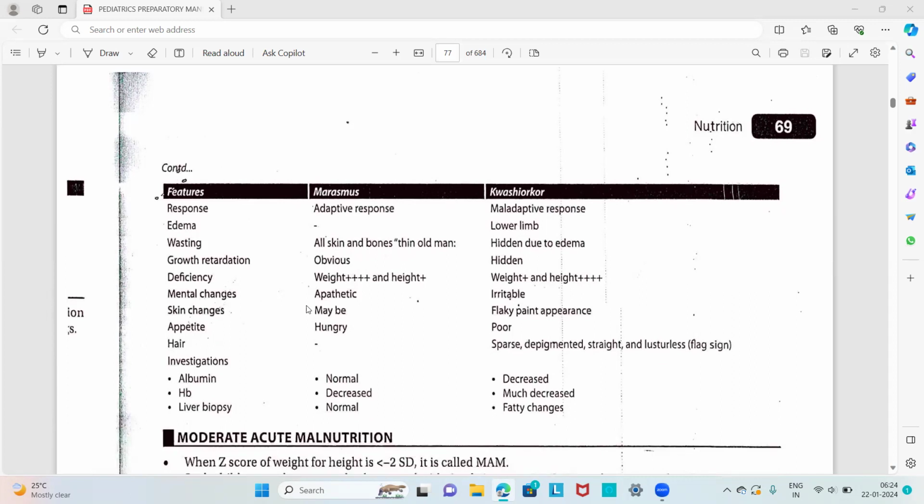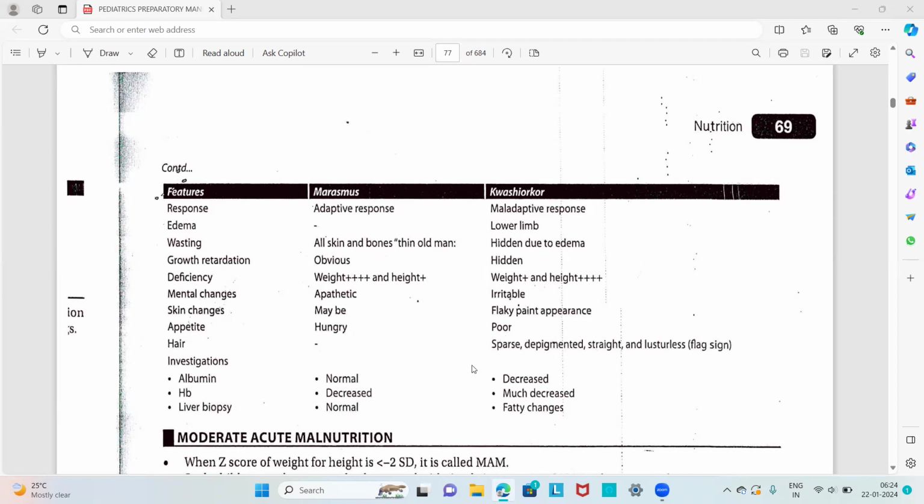The mental change, apathy, is in kwashiorkor. The patient has apathy, that is, is not interested in the surroundings. The skin changes which may be evident in kwashiorkor are a flaky paint appearance, and then a crazy pavement pigment appearance also. Then appetite is poor in the case of kwashiorkor. So poor appetite and apathy are characteristic features of kwashiorkor. Then we have the hair: lusterless, flaxen hair.